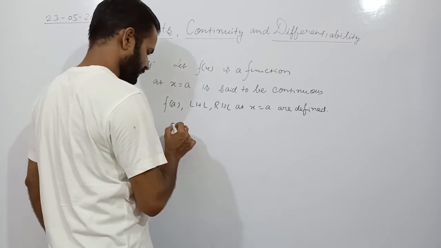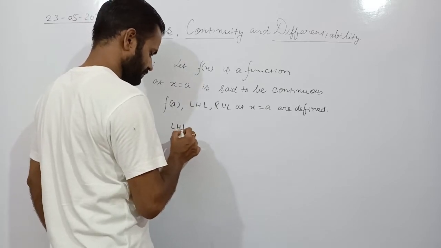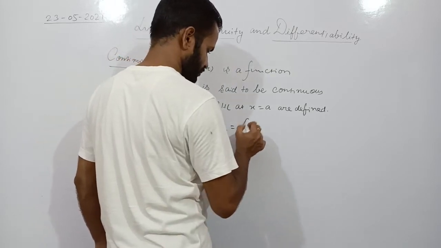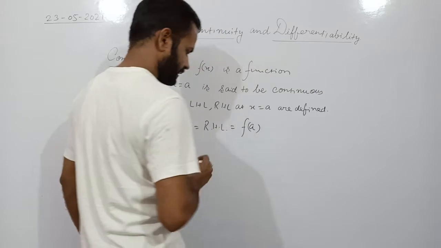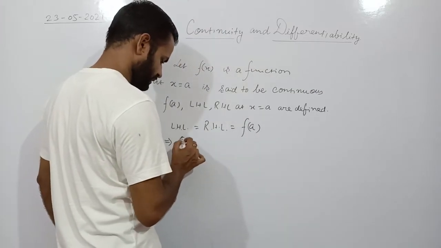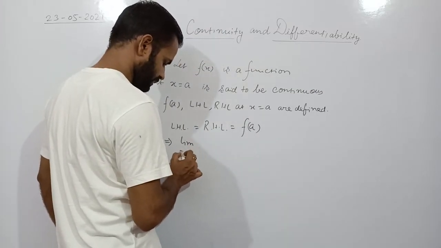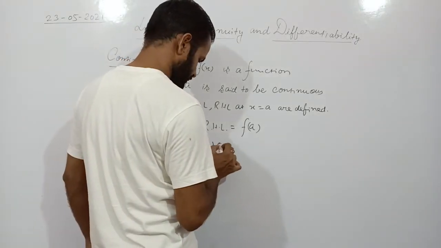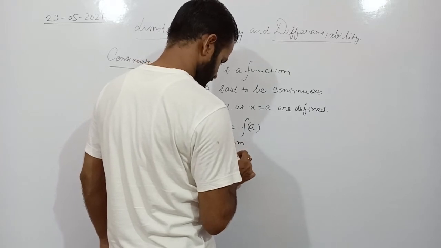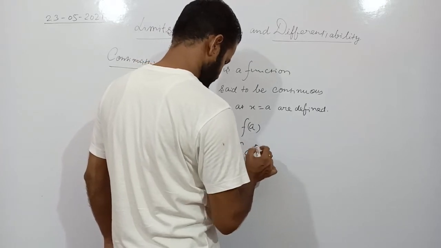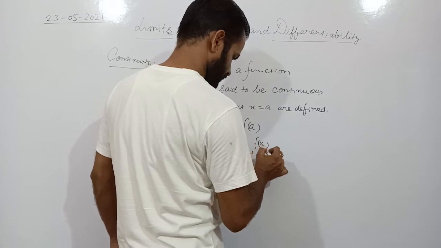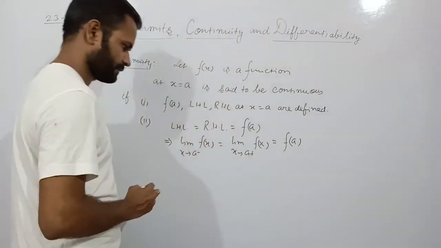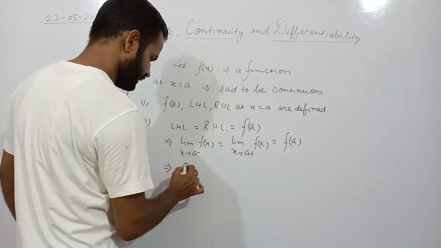Second one, LHL should be equal to RHL should be equal to f at a, which means limit x tending to a minus f(x) is equal to limit x tending to a plus of f(x) equals f(a).